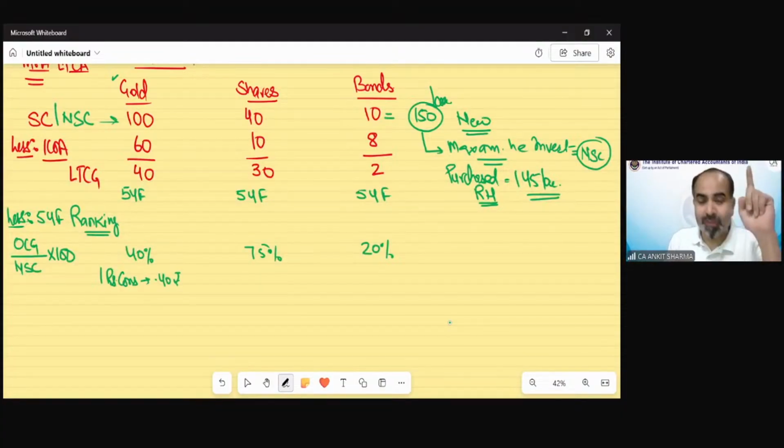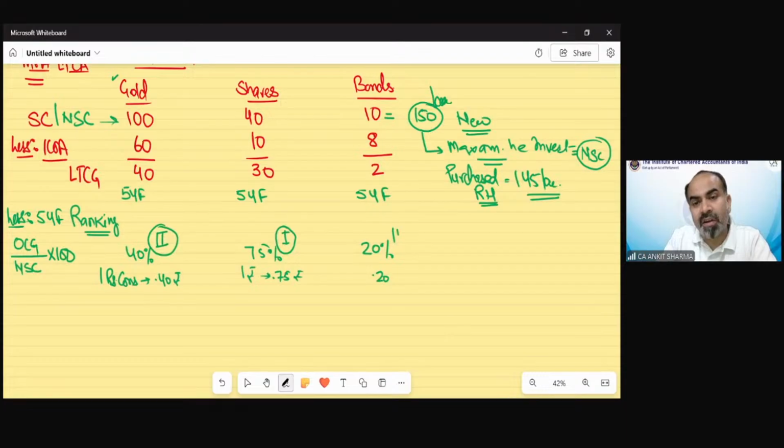So out of 1 rupee investment, only 40 paisa of gain would be exempted. If you invest 1 rupee in shares consideration for the purpose of exemption, you will get 75 paisa exemption of capital gain, and in case of this you will only get 20 paisa of exemption. So this is the most beneficial for claiming exemption, this is having the second rank, and this is having the third rank.